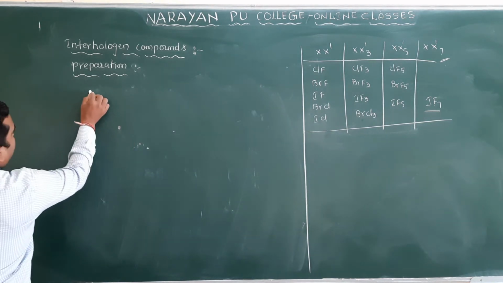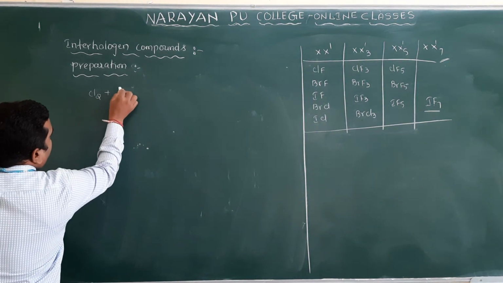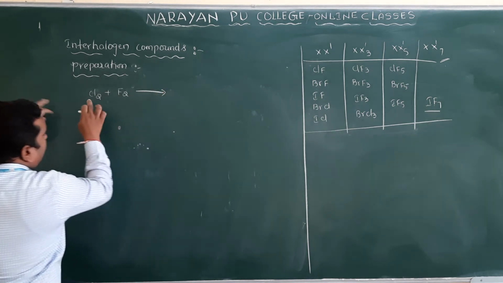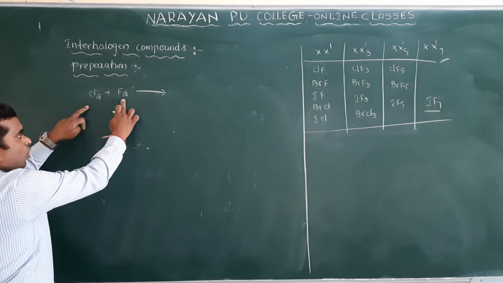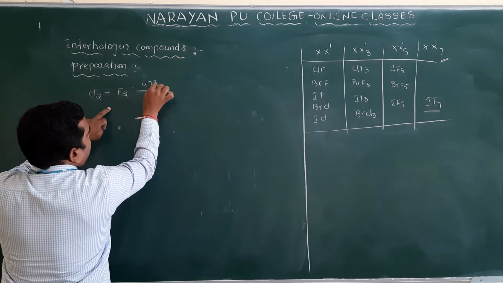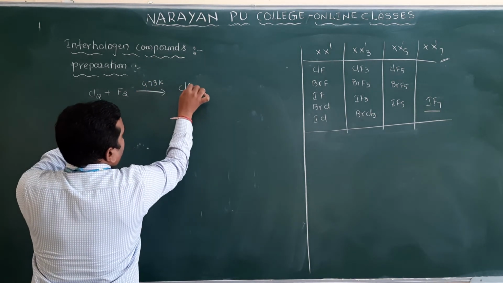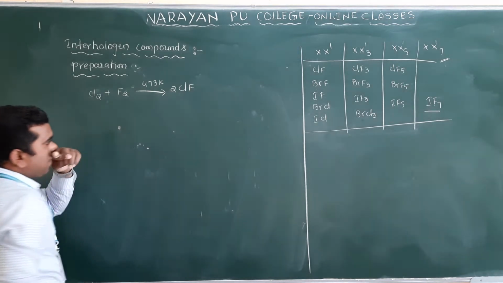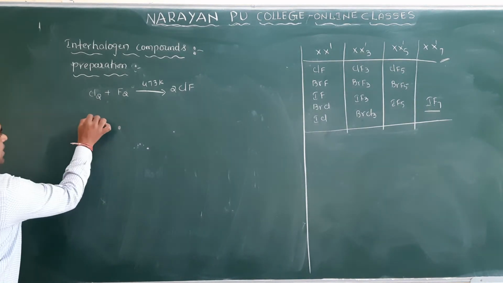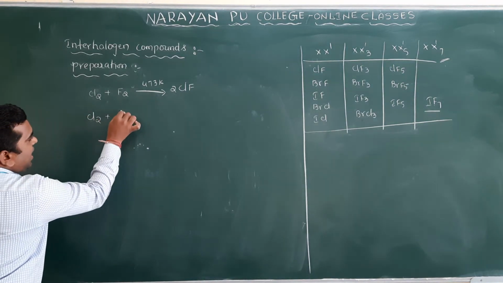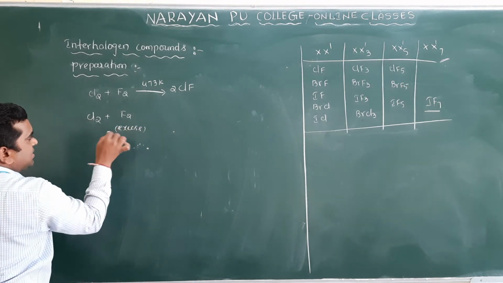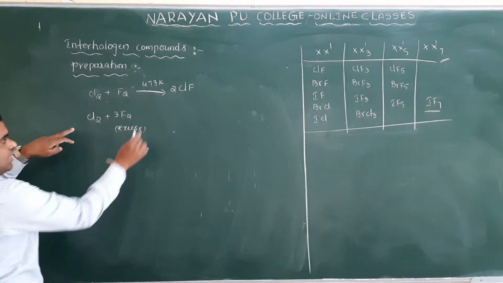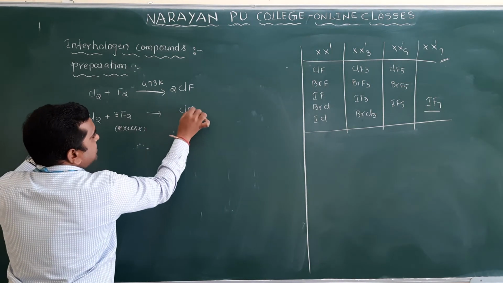Simple example. I will take here chlorine and fluorine in 1:1 ratio. One volume of chlorine and one volume of fluorine, and maintain 473 Kelvin. Then you will get 2 ClF. Clear? And suppose for the same reaction I take excess fluorine, 3 moles. Then what will I get here? I will get ClF3.